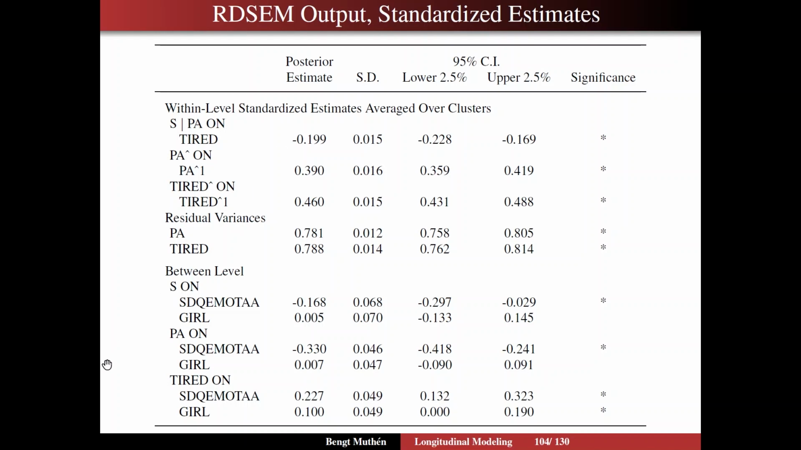And on between, we see that S on SDQ has a negative effect, which is significant, and saying that as the childhood emotional problems variable increases, S gets smaller. So there's an influence of SDQ on the random slope. So then you have to figure out what that means substantively.